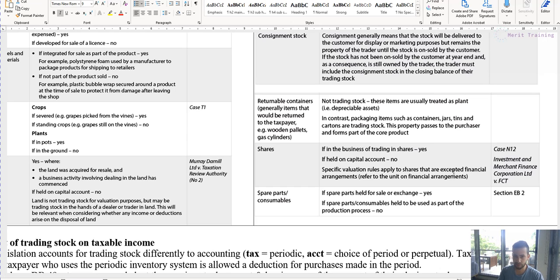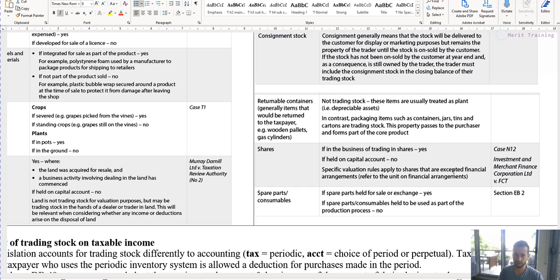Have you got a company or other entity set up? Do you have an office? What's the volume and what's the dollar value of transactions? How many transactions are you doing? What's the speed of transactions? So these are all indicators that you're operating as a business. But if you can't satisfy those things, then it's held on capital account because you're not in the business of trading shares. And that's per case N12.